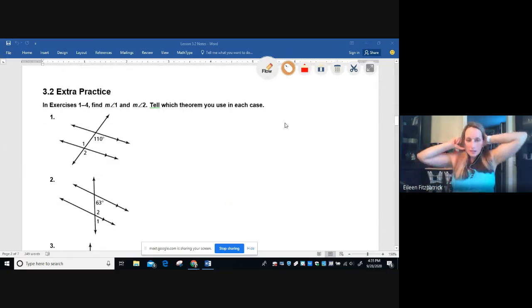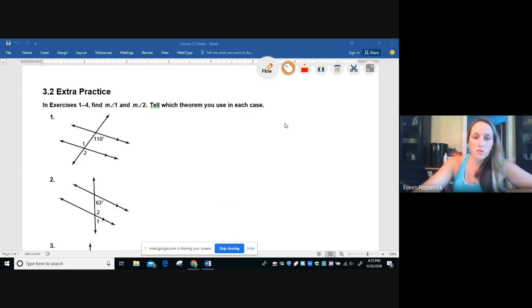All right, so it says in exercises 1 through 4, find the measurement of angle 1 and the measurement of angle 2. Tell which theorem you use in each case. So you're going to look and ask yourself, what do you know about angle 1 in relationship to the angle that's given? So you should be classifying them. Are they alternate interior, alternate exterior, same side interior, consecutive, same side exterior, right?